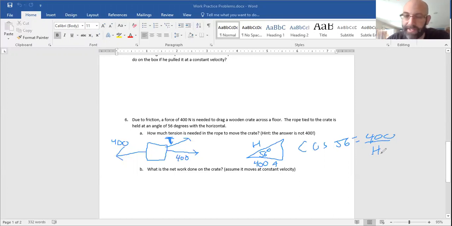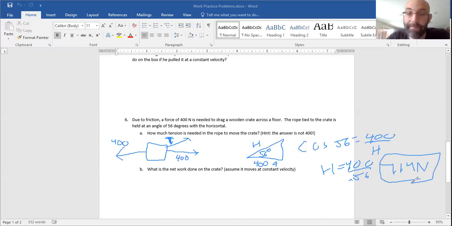Remember, we can trade places, the h and the cosine 56, because they're on opposite sides, and the h is in the denominator of a fraction. So h equals 400 over cosine of 56. To save myself and you guys my horrible handwriting, the cosine of 56 is 0.56. We divide 400 by that number and we get 714. So we applied a force of 714 newtons at a minimum to get the crate to begin to move.